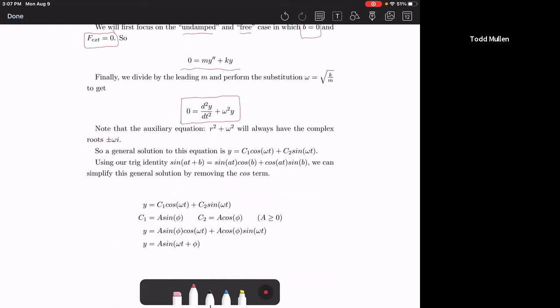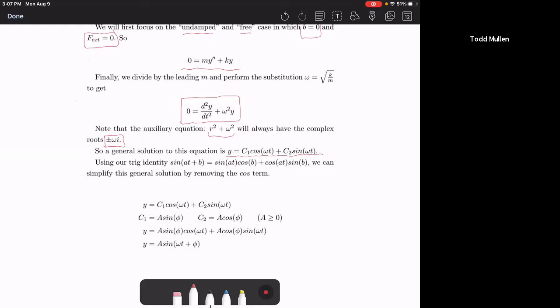So note that the auxiliary equation r squared plus omega squared will always have complex roots, and they will be plus or minus omega i. So as we talked about before, I think in section 4.3, a general solution to this equation is y equals some constant times cos omega t plus some constant times sine omega t.